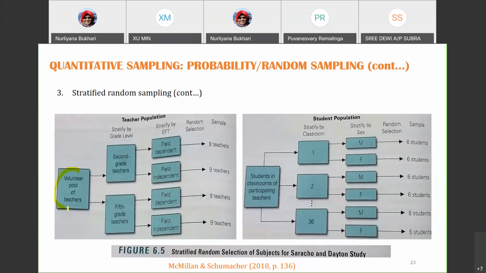So your sampling frame, they are volunteer teachers, but the volunteer teachers are from 2nd grade and also 5th grade. If you do some random sampling, you might select all 2nd grade teachers, but you want both. So you check how they are stratified by the two strata here, grade level and the type of field, either field dependent or independent. I think this is more like related to the field or not related to the field. Luckily, I said, okay, I'm going to select randomly 9. After I put them in groups here, then I select 9.